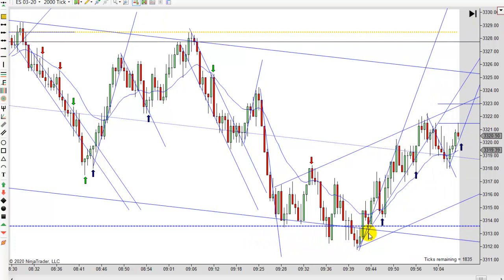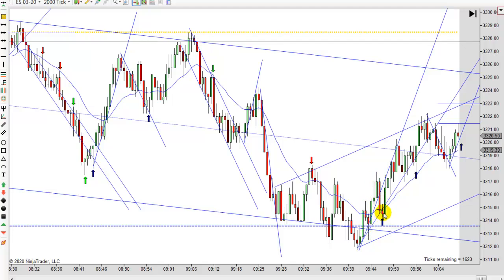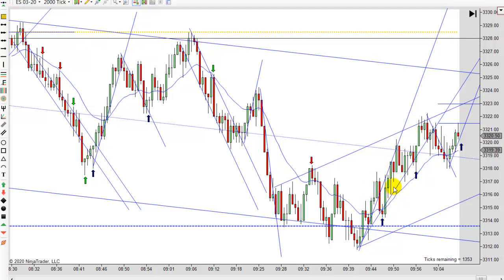It bounces. You get a first entry short. You move on through the EMA. You get a second entry short that fails. That's where you want to go long. And off it goes.